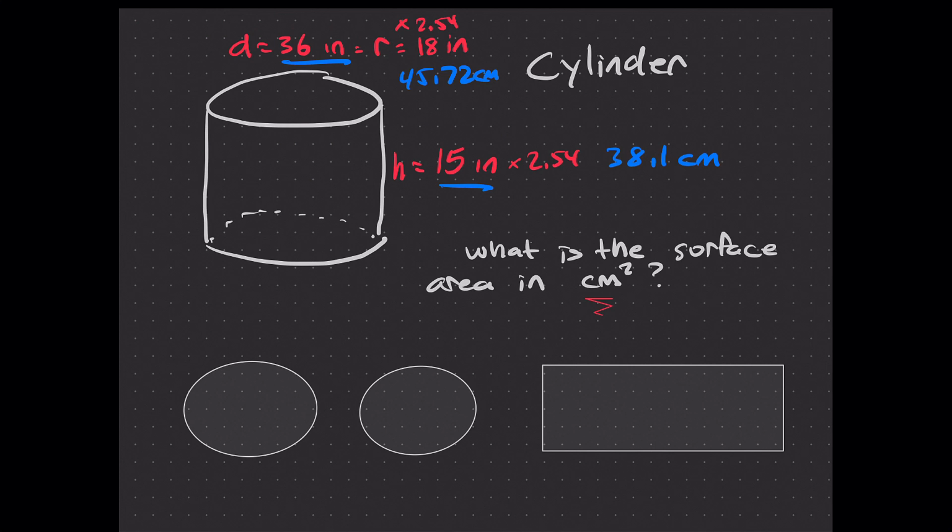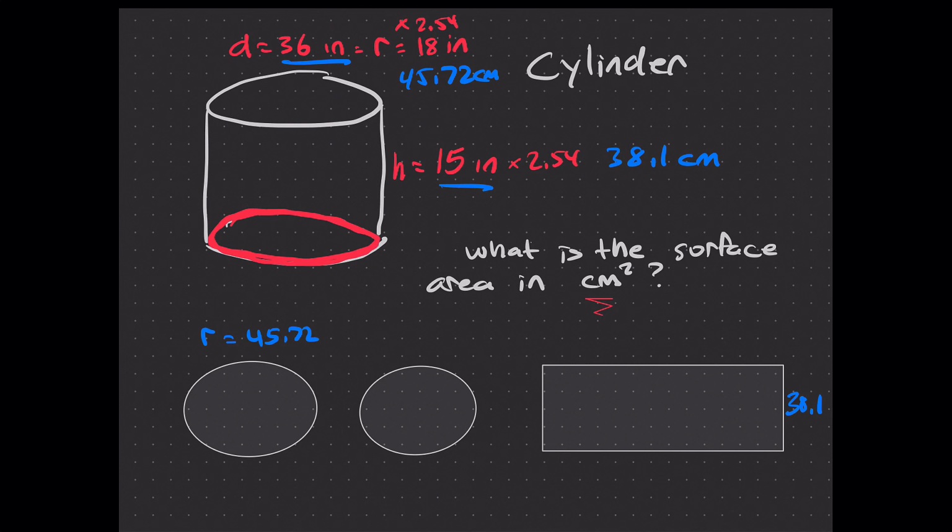So the top and the base are going to have a radius equal to 45.72, and the rectangular side is going to have a height of 38.1. But what is the length for this rectangular side that we're going to pull off of the cylinder? Well, it doesn't give us that, but if we look, it will actually be the circumference that goes around here. That is the length of that rectangle.